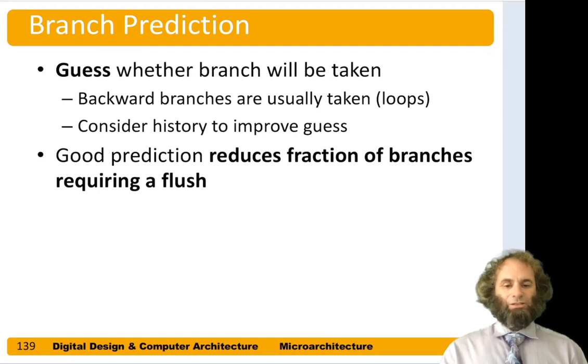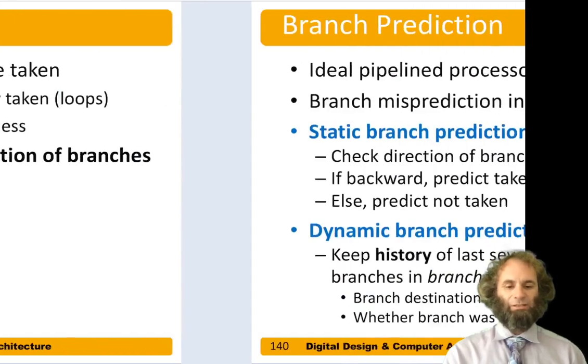For forward branches, you might take a look at the history of the branch to try to guess whether it's taken. If the branch was taken last time, maybe it's a good guess that it'll be taken again this time. So with good branch prediction, we can reduce the fraction of branches that require a flush, and modern branch predictors get well over 90% of branches correct.